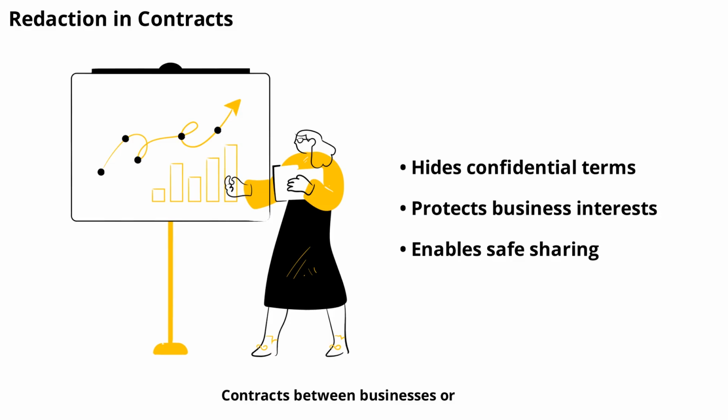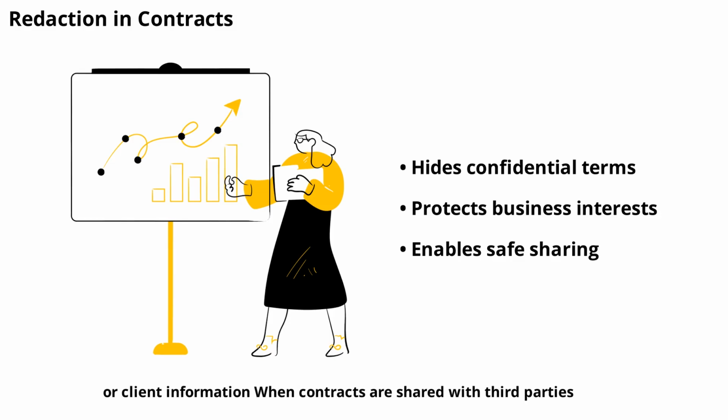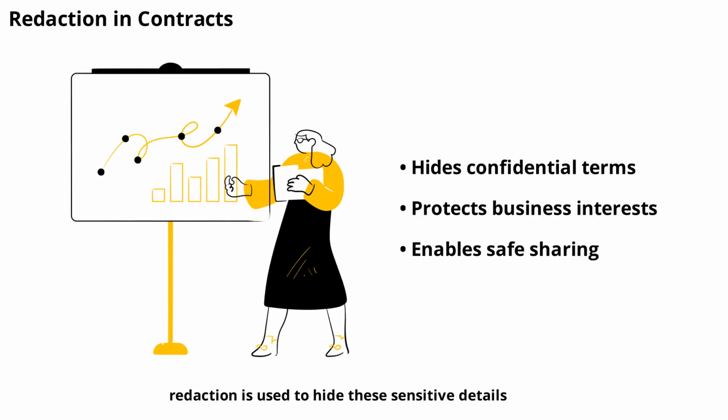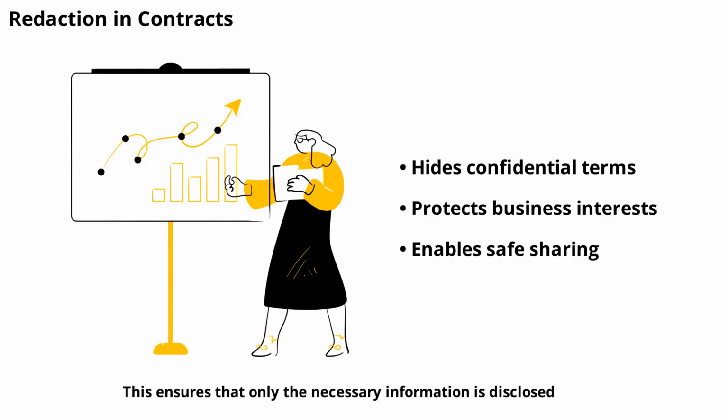Contracts between businesses or individuals may include confidential terms, pricing, or client information. When contracts are shared with third parties, redaction is used to hide these sensitive details. This ensures that only the necessary information is disclosed while protecting the interests of all parties involved.